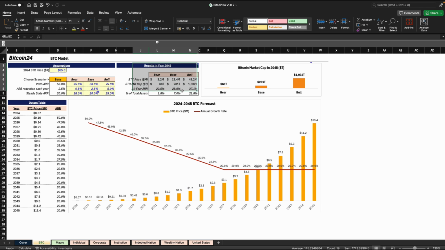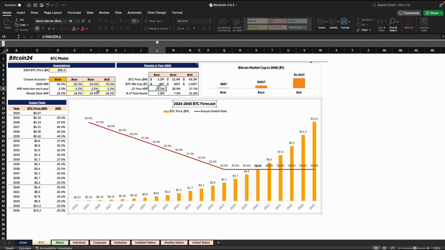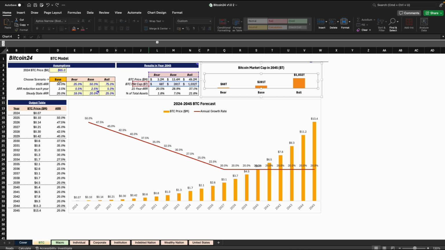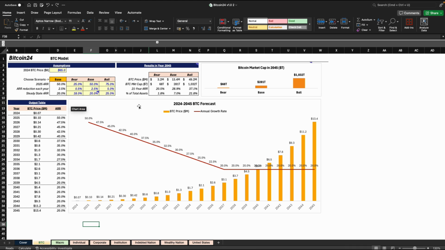And in this part of the tab, you can also see the outcomes, but summarized until 2045. Also by market cap, if we're taking the base case, we will have $281 trillion market cap for Bitcoin. Bull case is 1,000 trillion, and bear case is 68 trillion. So this is how Saylor predicts Bitcoin price, and it's his base case.